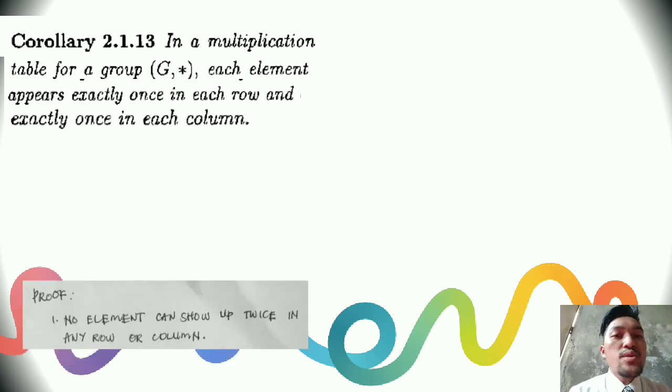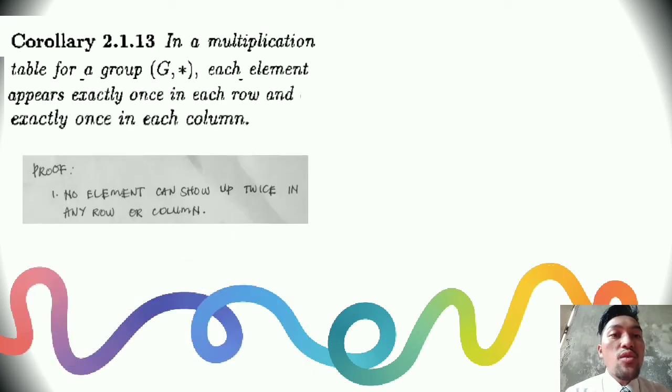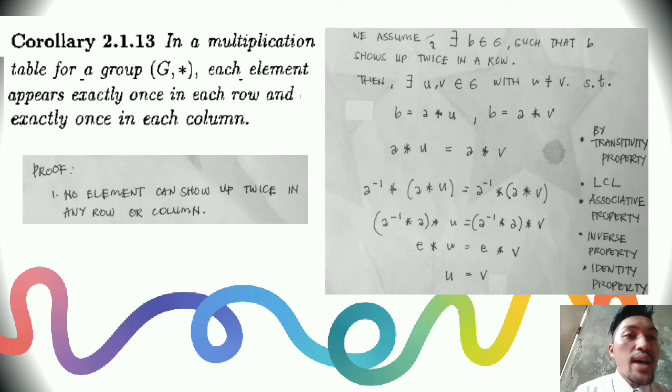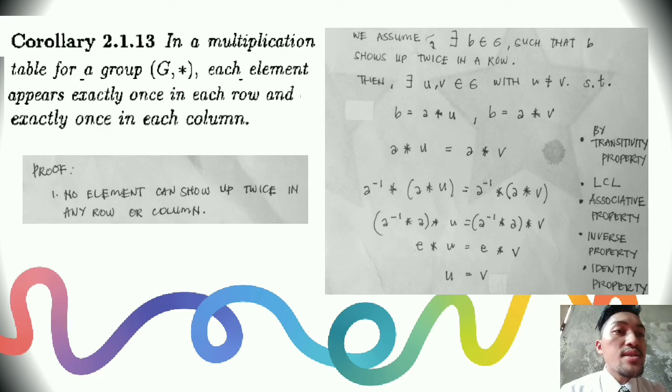All right. The first one is that no element can show up twice in any row or column. We assume that there exists B, an element of G, such that B shows up twice in a row. Then there exist U, V, elements of G with U not equal to V such that B equals A star U and B equals A star V. By the transitivity property, A star U is equal to A star V.